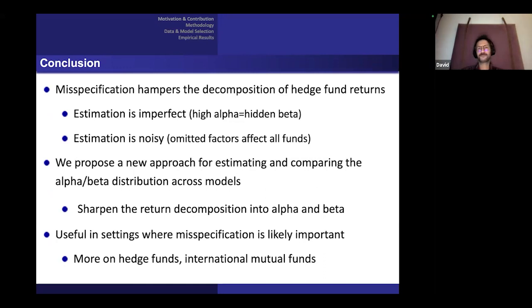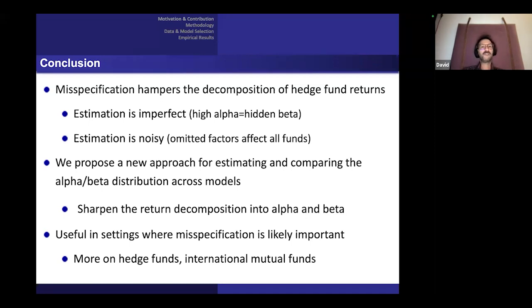So in conclusion, in this work, we are revisiting hedge fund performance. Our aim is really to look at the cross-sectional distribution of the performance and to dissect this performance into an alpha component and a beta component. Now, when dealing with hedge funds, it's likely that the benchmark model you will be using is misspecified. So you will be missing some of the factors or the mechanical trading strategies that the fund is exposed to in order to boost its return. And as such, you will face an imperfect estimation.